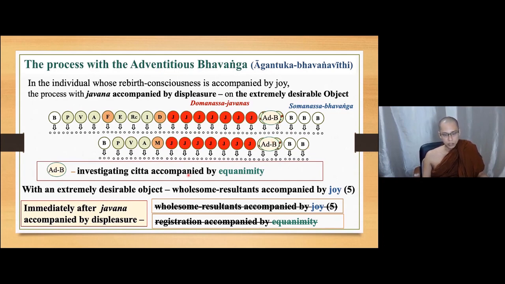So the adventitious bhavanga is the type of consciousness, the investigating chitta accompanied by equanimity, but it does not perform the dhararamana. It does not perform the investigating function because it is not the place to perform the investigating function. That is why it is called the adventitious bhavanga.